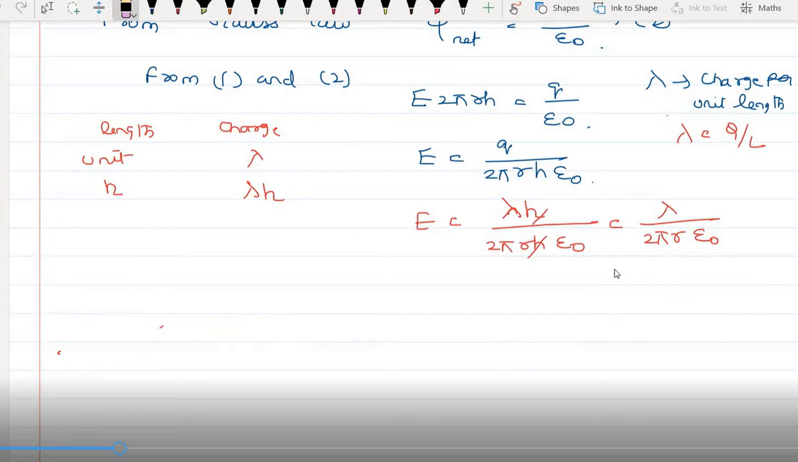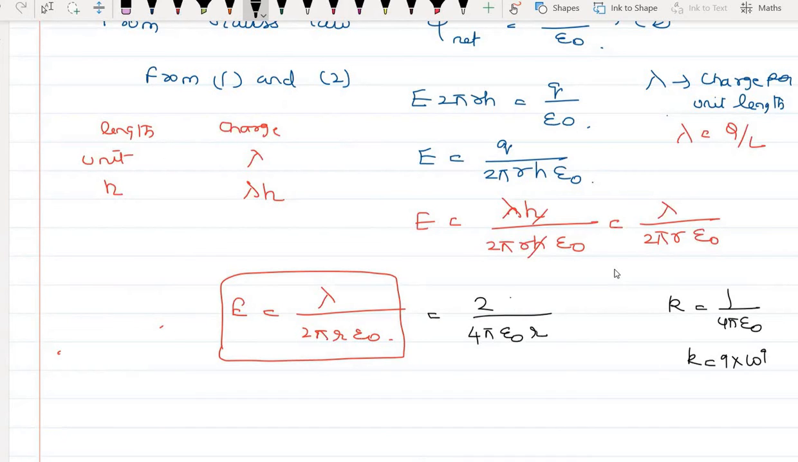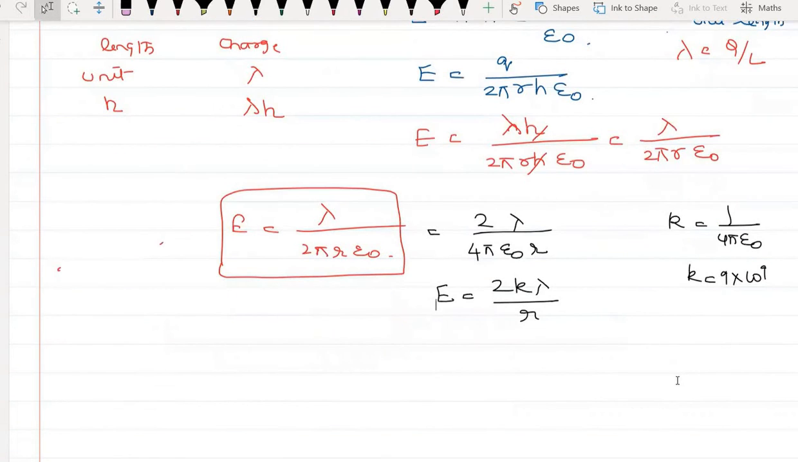Yes, ma'am. So what you can do, multiply and divide by 2. So 2 means 4 pi epsilon naught R. So this one you can write as 2k lambda by R. It is easy, right? Substitute the value of k and do the numerator. Clear?